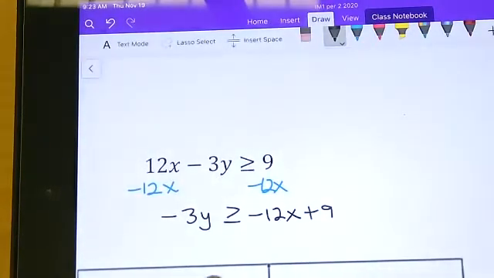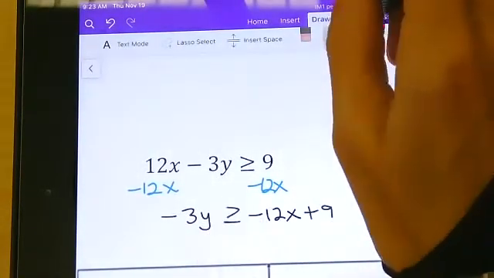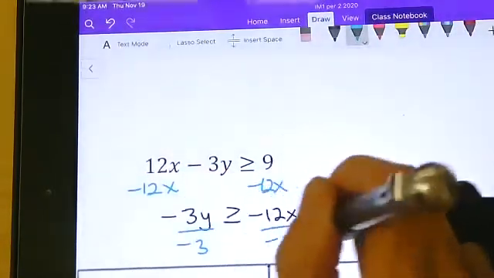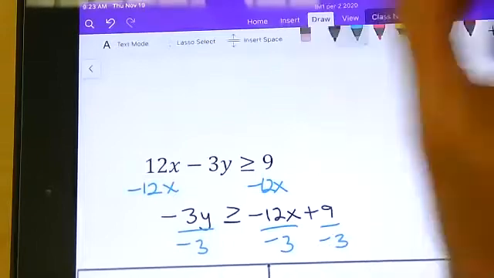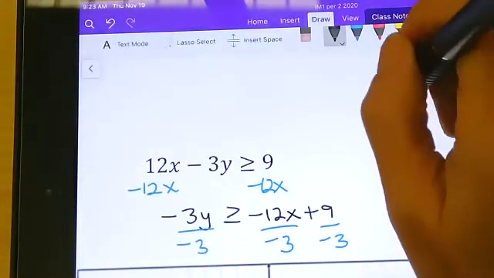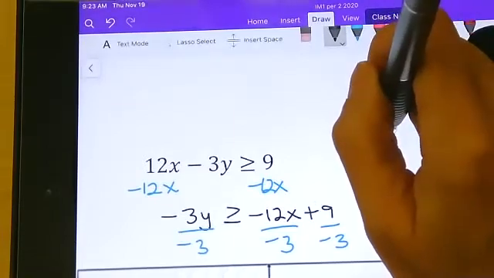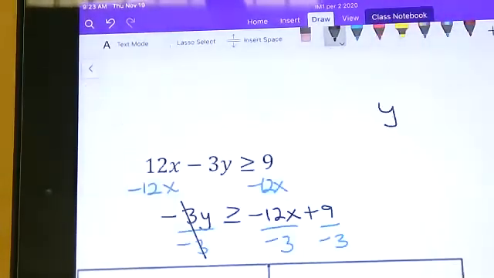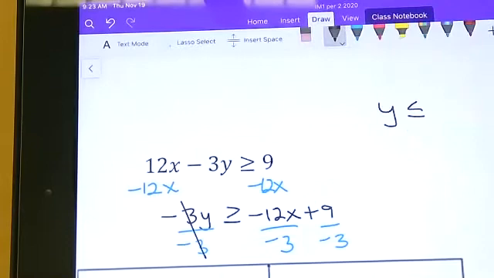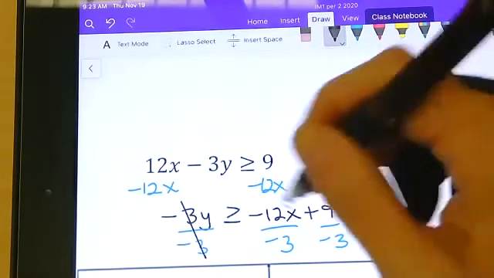We need to divide. The number in front of the y is negative 3. So we're going to divide everything by negative 3, and remembering that when we divide an inequality by a negative, we need to flip the sign. So those negative 3's cross out, and I get a y, but my sign is going to turn into a less than or equal to. I'm going to flip the sign.